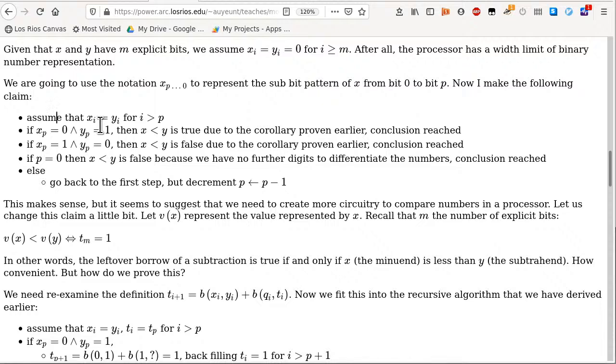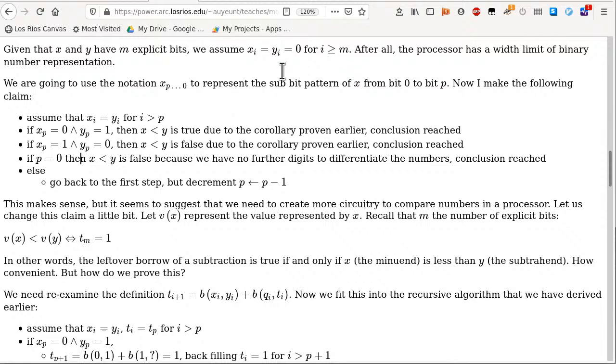We compare one bit at a time, and when we see a bit being different between x and y, then we can immediately draw a conclusion. If not, we just keep going down to the next p, which is 1 less than the current one, and we keep doing it until p gets down to 0. Then if we still cannot determine because the bits are all the same between x and y, then x is less than y is false. Because when you have an m bit number, you only have bit 0 to bit m minus 1.